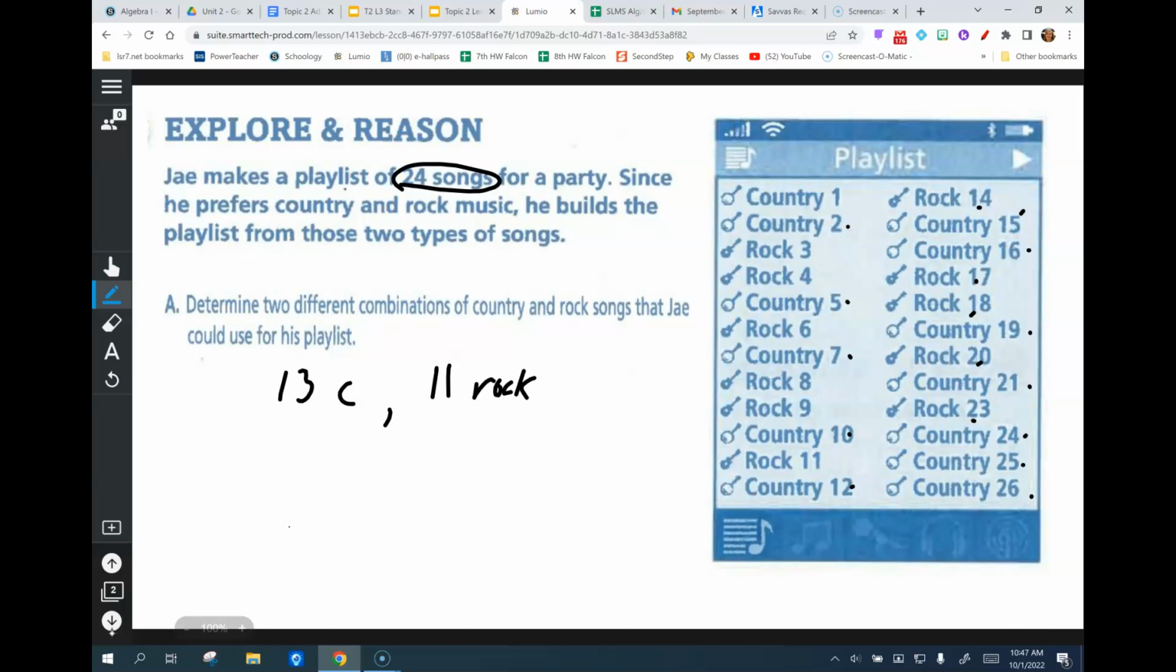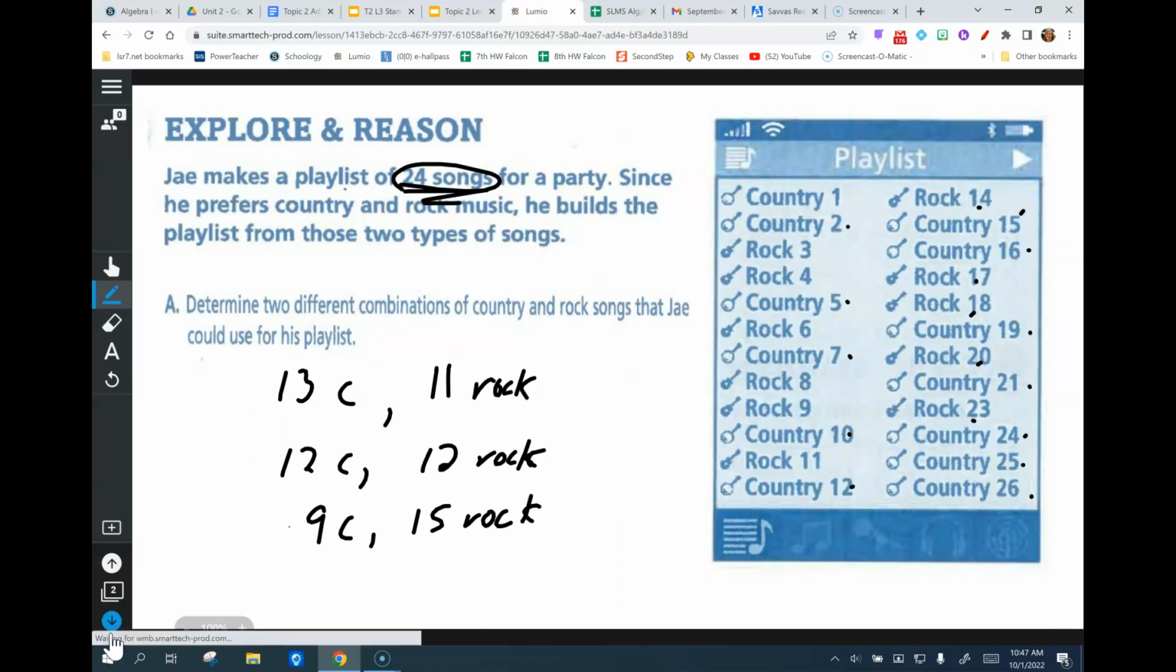So another one might be that we choose 12 country and 12 rock because we have to have a total of 24. Or we might choose 9 country and, would that be 15 rock? Okay? These are all different ways that we could have a playlist. You've made playlists before. That's what we're talking about. Okay, so now on the next one, we're going to look at how we could graph this.